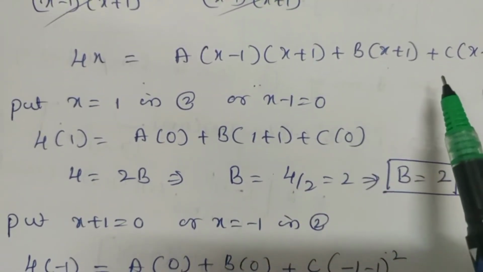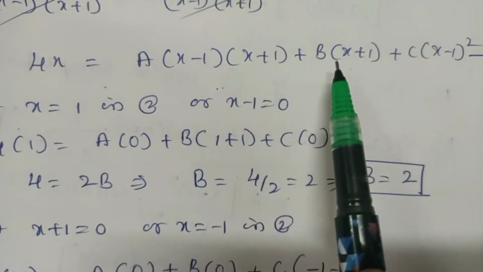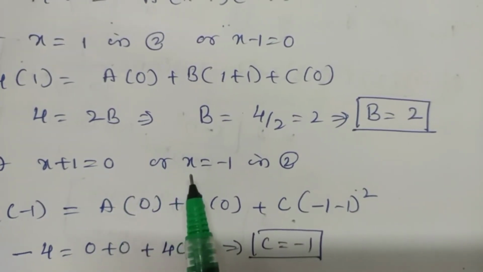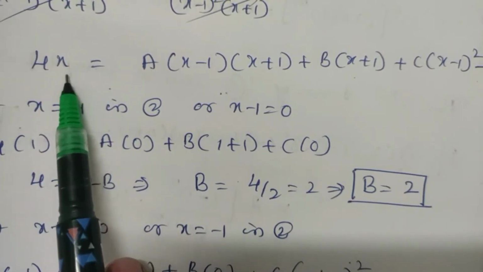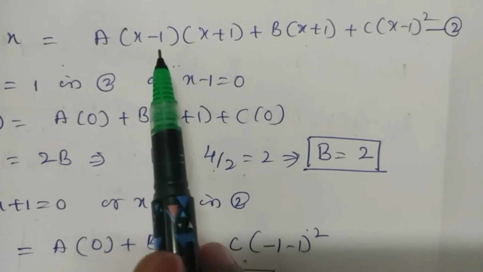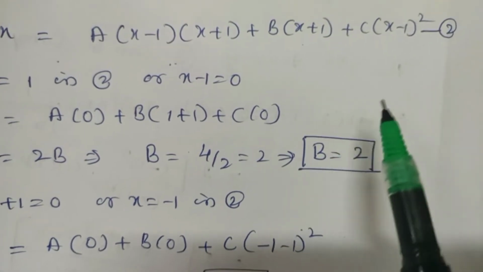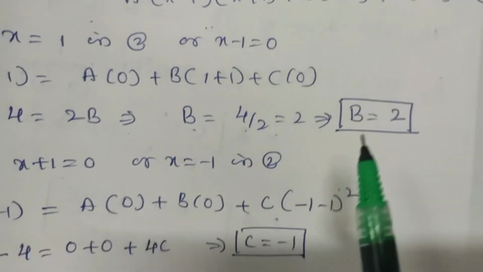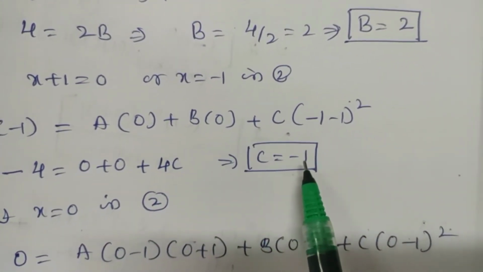Similarly, we have to find the value of c. So to find c, we have to make a and b 0. In these two, x plus 1 is a common term. You have to put x plus 1 equal to 0, or x equal to minus 1, in equation 2. So 4 into minus 1 is equal to a into (x minus 1) into (x plus 1) which is 0, and b into (x plus 1) is also 0, plus c into, put the value of x as minus 1, so minus 2 whole square, which is plus 4. So minus 4 equals 4c. This implies c equals minus 1.